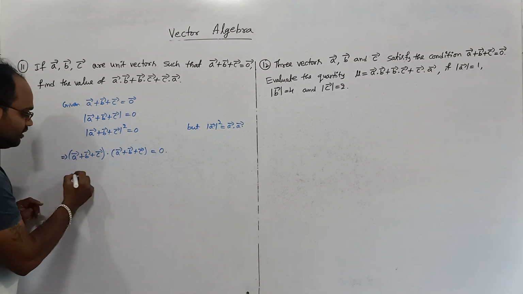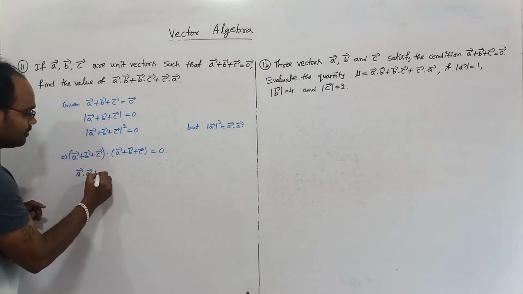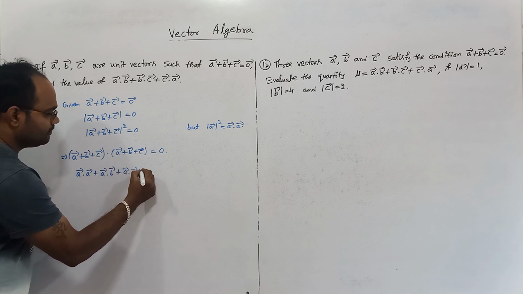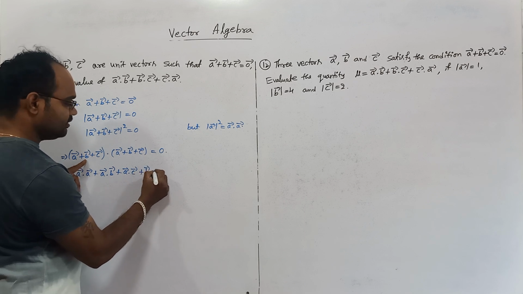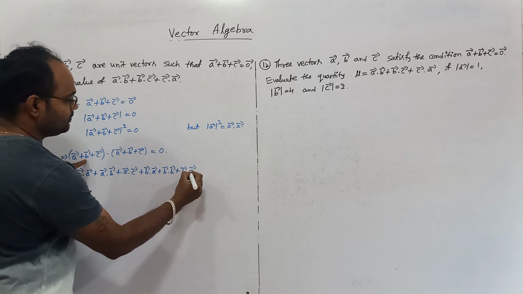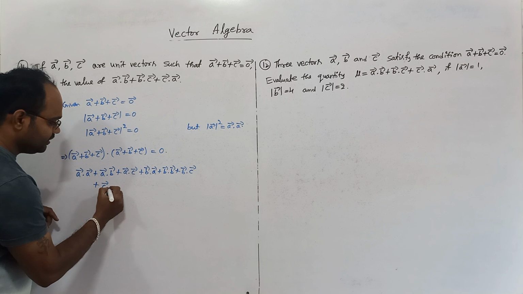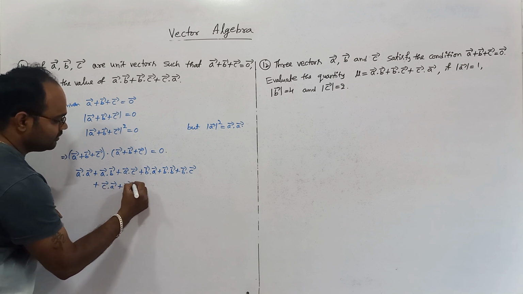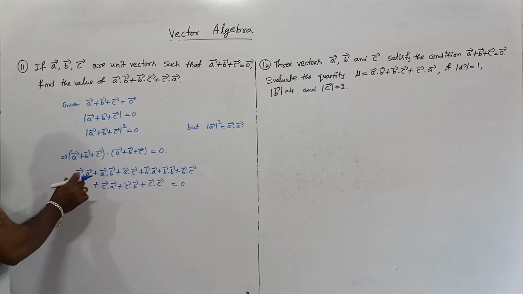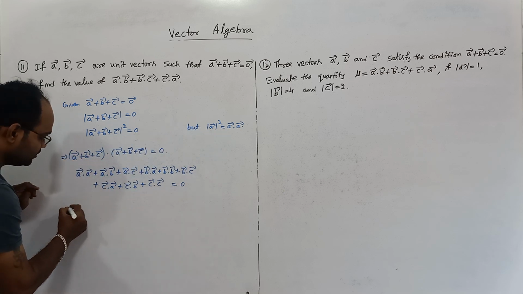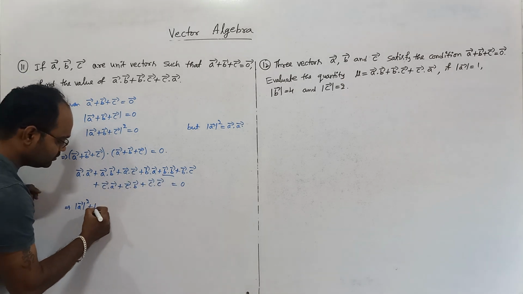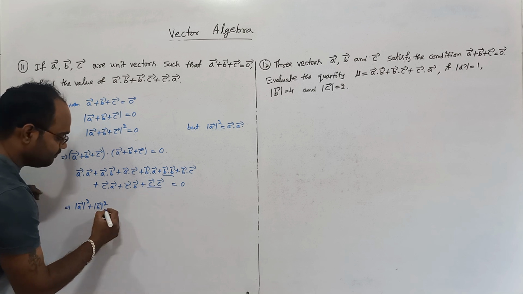So ಈಗ multiply ಮಾಡೋಣ. A dot A plus A dot B plus A dot C, then plus B dot A plus B dot B plus B dot C, plus C dot A plus C dot B plus C dot C is equal to 0. ನಮಗೆ ಗೊತ್ತಿದೆ. Now A dot A same ಇದರ ಫಾರ್ಮುಲಾ ಯೂಸ್ ಮಾಡ್ಕೊಂಡ್ರೆ this implies magnitude A whole square, B dot B magnitude B whole square, C dot C magnitude C whole square.